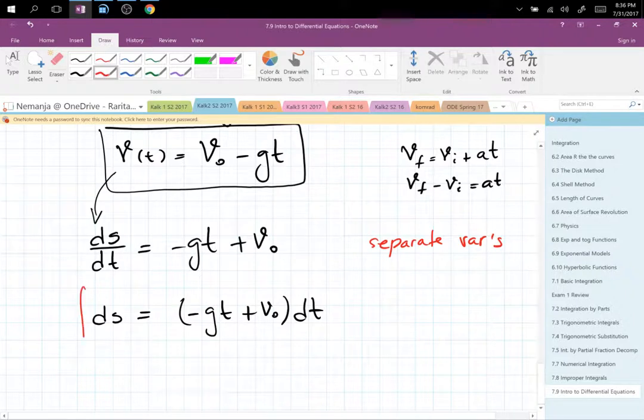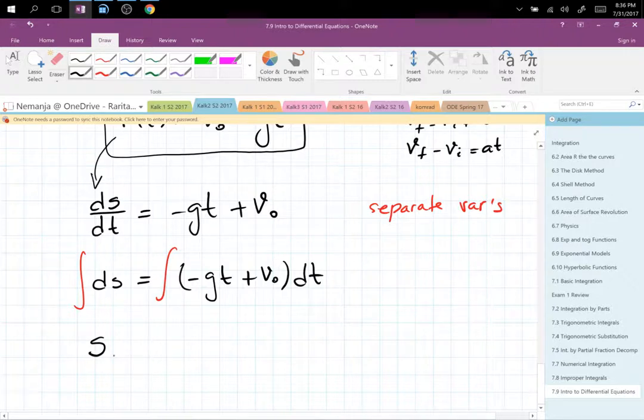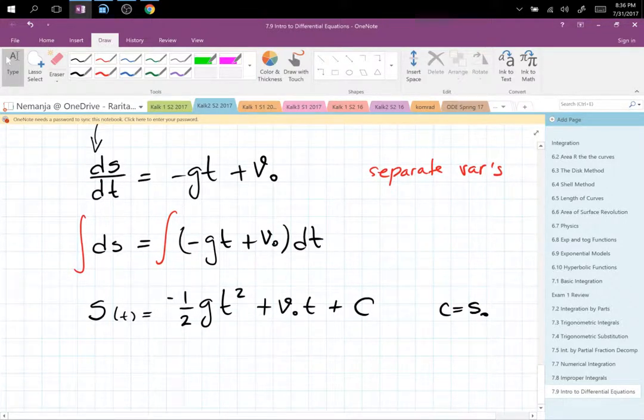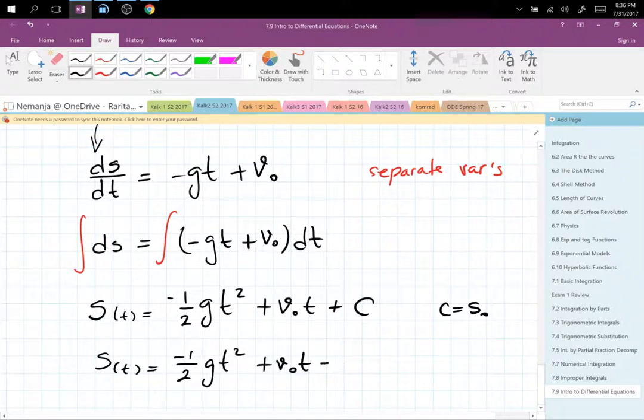Now that we separated variables, hit both sides with the integral, and you get that your position s as a function of time is negative 1/2 gt squared plus v0t plus some constant c, and we'll call this c initial height for the free fall, which is s0. And you should be recognizing this formula from your physics course as well. Do we remember the parabolic motion formula? That's the one.